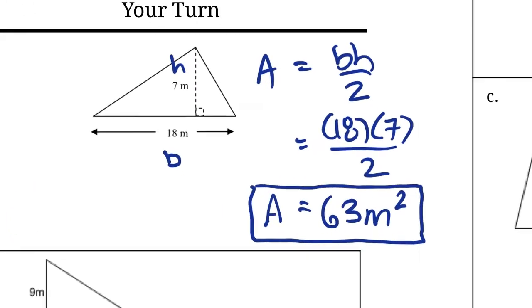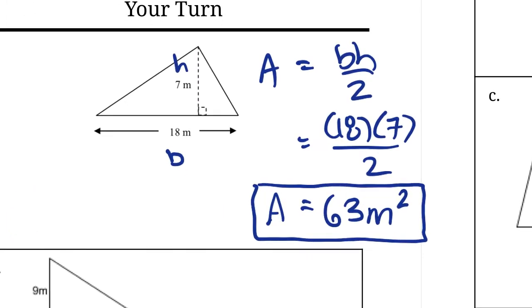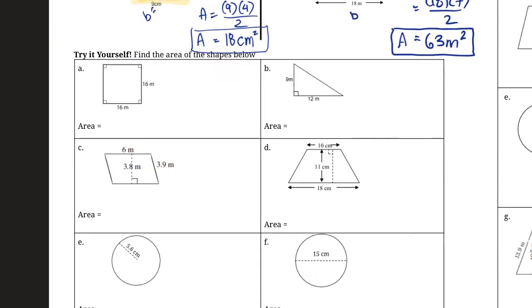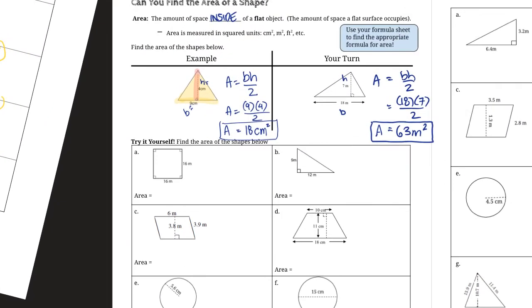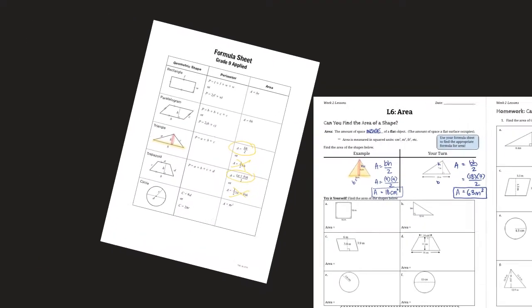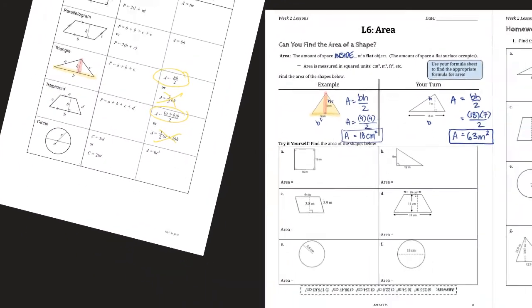So that's what you should have gotten if you got the correct answer. It was 63 meters squared, and we did that by 18 times 7 divided by 2. Okay? All right, now there are 6 questions below. Notice how these aren't all triangles. I know these first 2 questions were triangles, so we use the same formula for both of them, but notice how these shapes below are not triangles, right? So keep in mind that you're going to have a different formula for each shape, and use your formula sheet to pick out the correct formula.